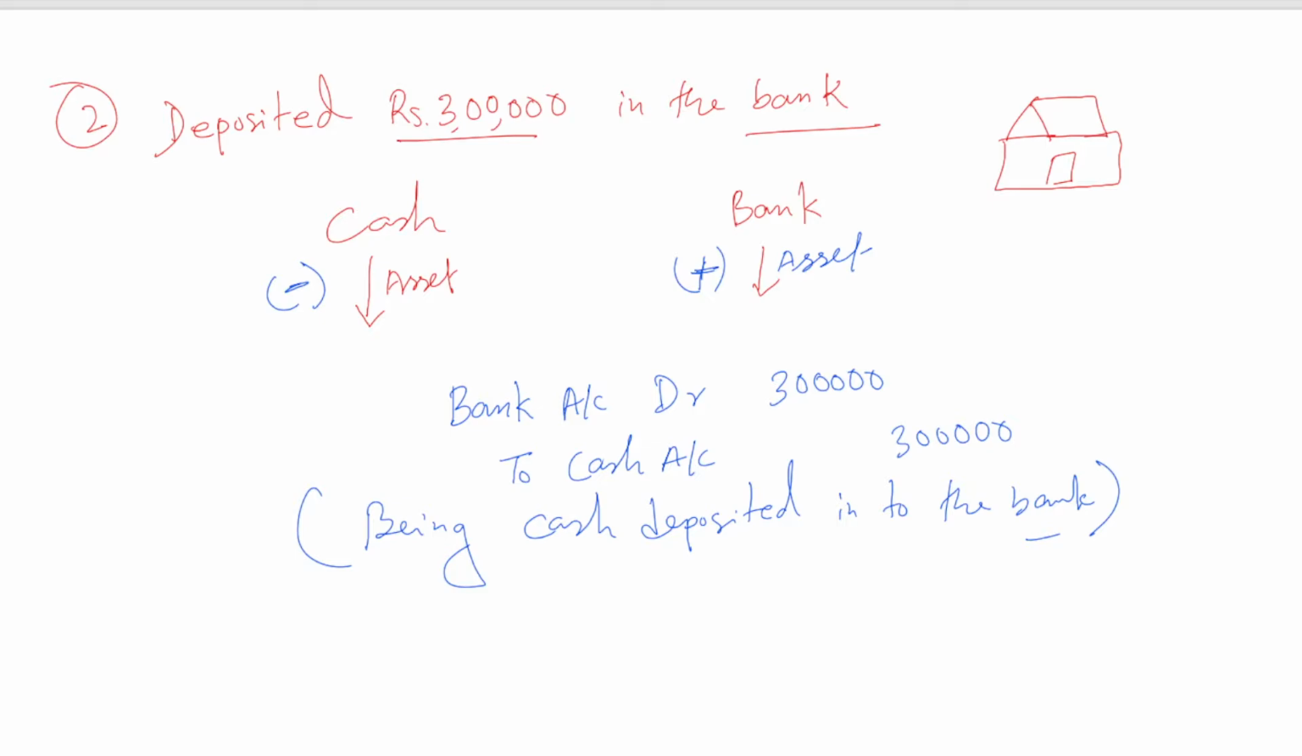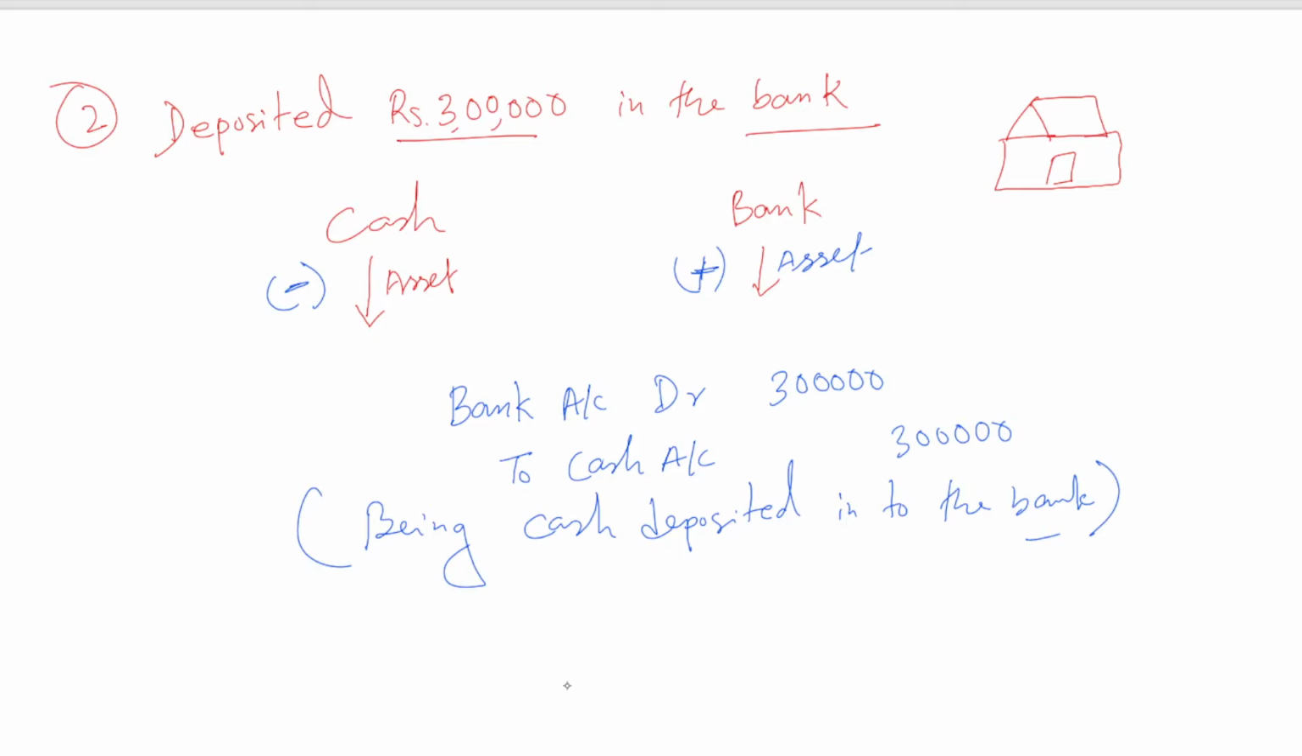So this is the entry. If you deposit money in the bank, the entry will be bank account debit to cash, because cash is going out of the business and the balance is increasing in the bank account. Okay, so this is the entry.